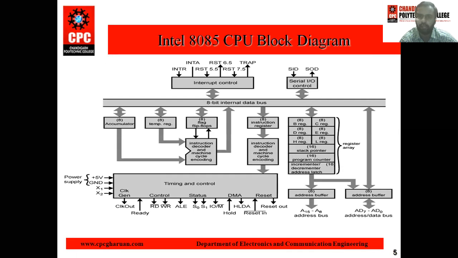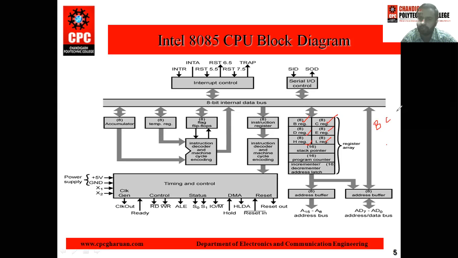This is the block diagram of the 8085 microprocessor. One by one, we will discuss each and every part of the architecture. We will start from the general purpose registers, or we can say the register area. There are six general purpose registers: B register, C register, D register, E register, H register, and L register. All six are 8-bit registers. If you want to store 8-bit data, then we can use any of these registers.